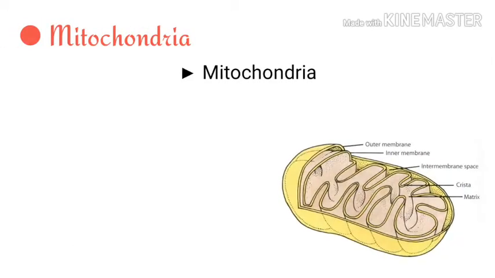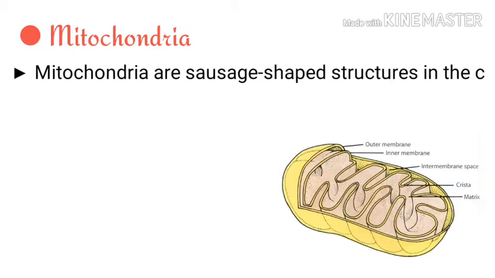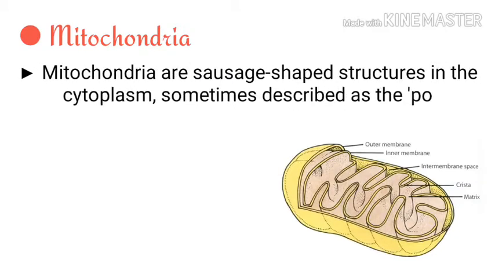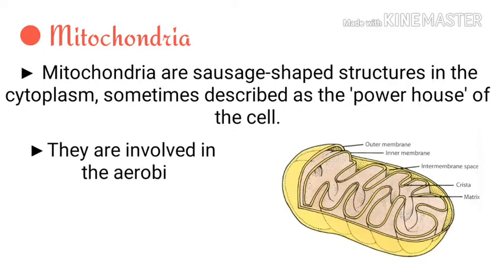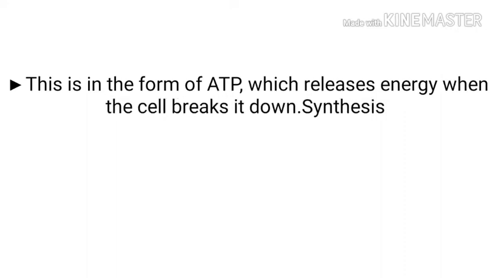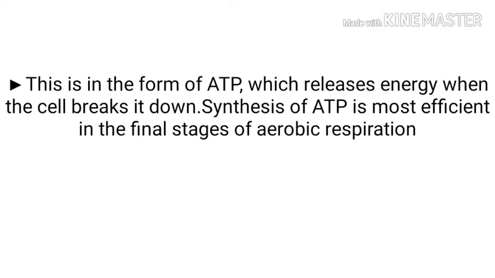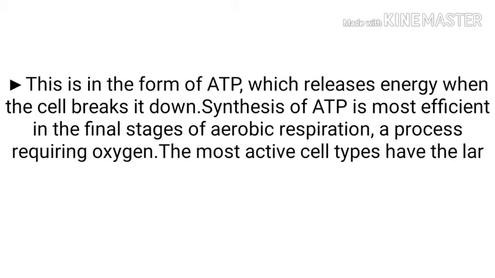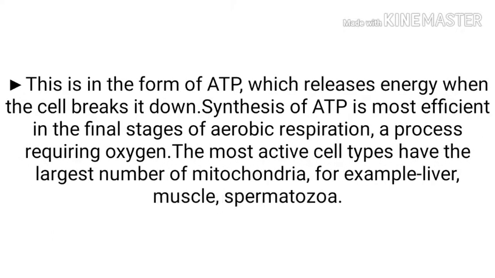Mitochondria. Mitochondria are sausage-shaped structures in the cytoplasm, sometimes described as the powerhouse of the cell. They are involved in aerobic respiration, the processes by which chemical energy is made available in the cell. This is in the form of ATP, which releases energy when the cell breaks it down. Synthesis of ATP is most efficient in the final stages of aerobic respiration, a process requiring oxygen. The most active cell types have the largest number of mitochondria, for example liver, muscle, spermatozoa.